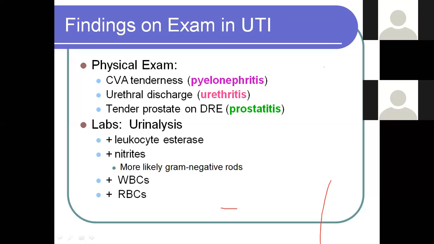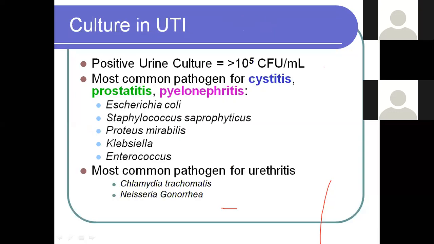So on lab investigations, we'll go for urine analysis followed by urine culture. In urine analysis, we are going to look for the presence of white blood cells and red blood cells. So after urine analysis, we go for urine culture. Urine culture comes positive in case of UTI.